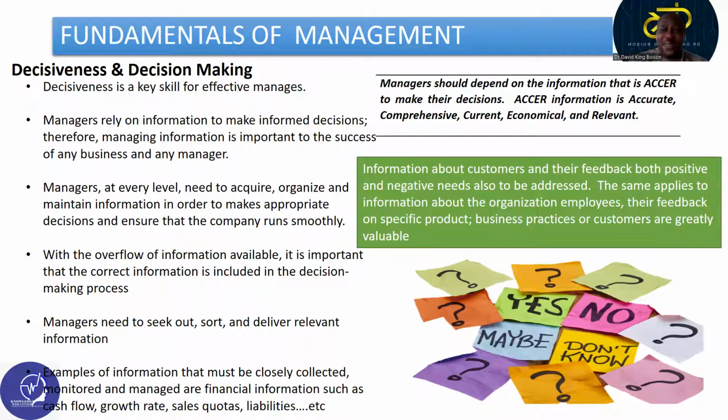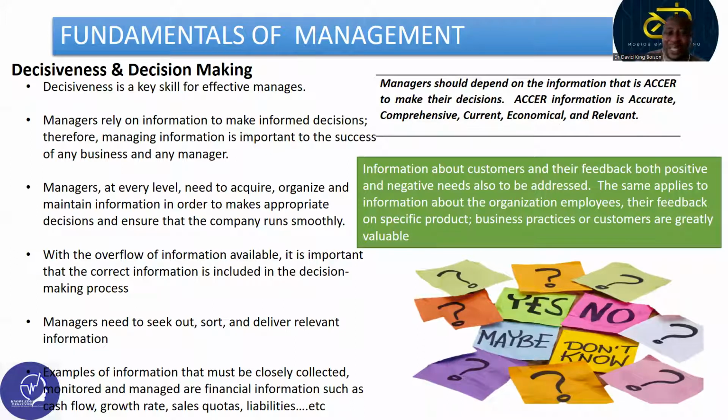So let's talk about decisiveness and decision making. All right, so we are saying that decisiveness is a key skill that managers need to develop, right? Being decisive. Now, anyone who is decisive is assertive. In other words, if he takes a decision, he weighs the pros and cons, and then he goes ahead to implement. He's not somebody who will say, should I do it or shouldn't I do it?